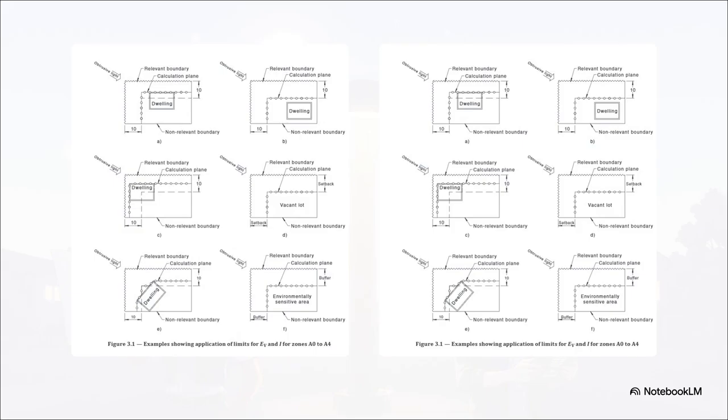And the location of that calculation plane can actually change. For a standard residential neighbor, like you see here in Figure A, the plane is right on the boundary. But for an environmentally sensitive area, like in Figure F, you might need to apply a buffer zone. That means the limits have to be met even further away from the sensitive area itself.